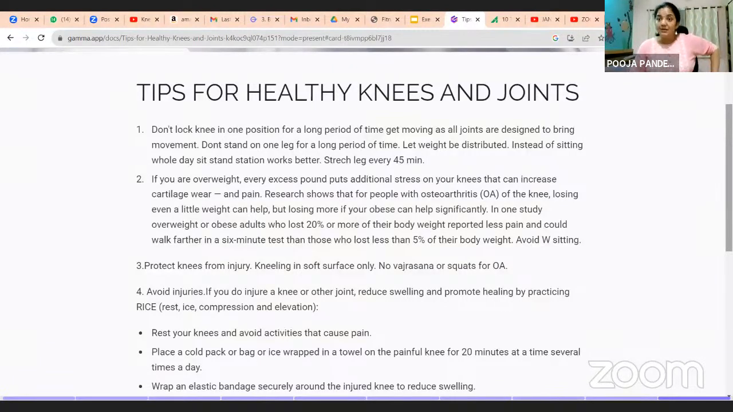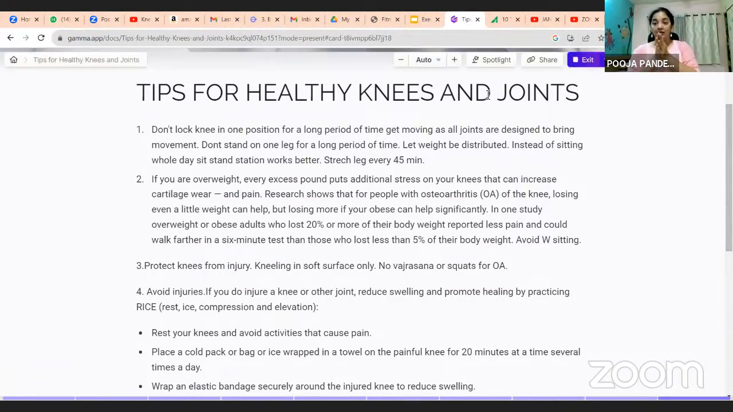So every time you lose some weight, you also feel that your knee is improving, especially if you are an arthritic case. Then W sitting has to be avoided. What is W sitting? W sitting is basically when you sit in Vajrasana, your both legs will be bent like this. If you bend your leg like this, it is W sitting. Longer periods of sitting like this, especially children. There are a lot of children who sit in W sitting. So make sure that you tell them, don't sit like this, sit in Vajrasana. Okay. So W sitting has to be avoided.